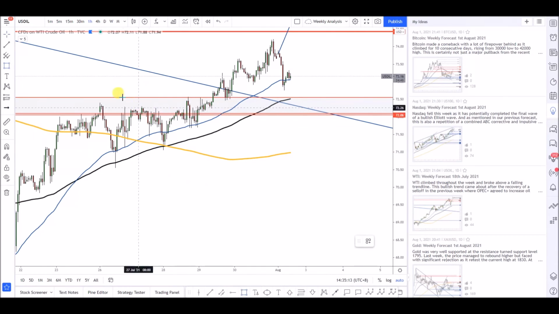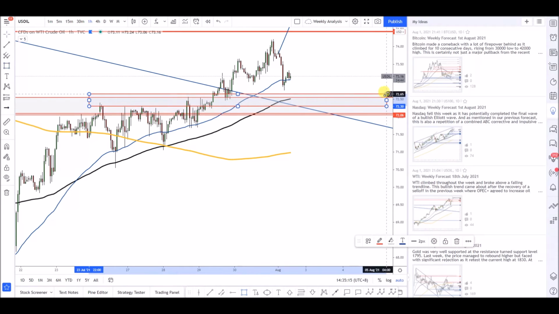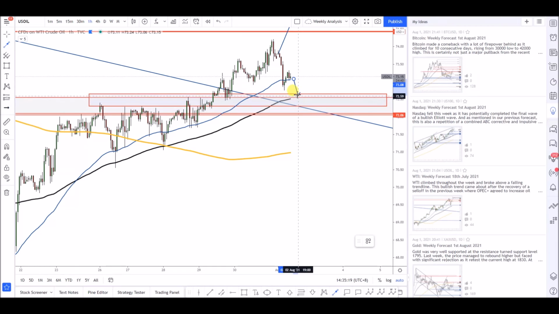As of right now, this is the previous high resistance and support area. The price may try to retest again, and as it touches the 126 moving average all the way to the bottom of this entire support zone, that's where you can definitely consider buying the US oil.